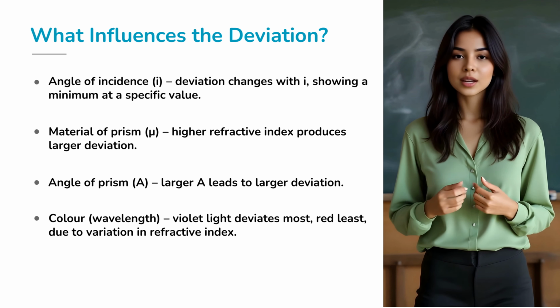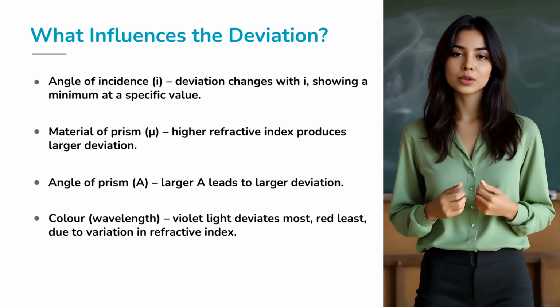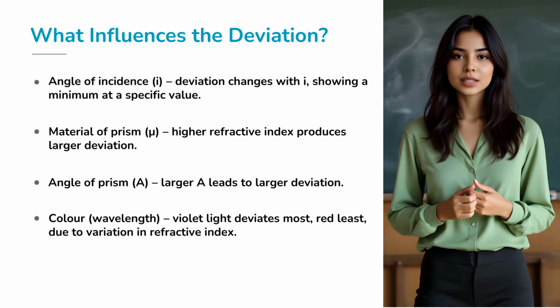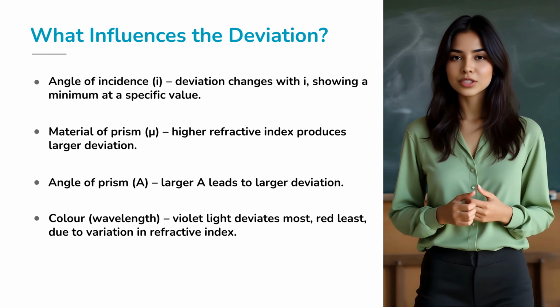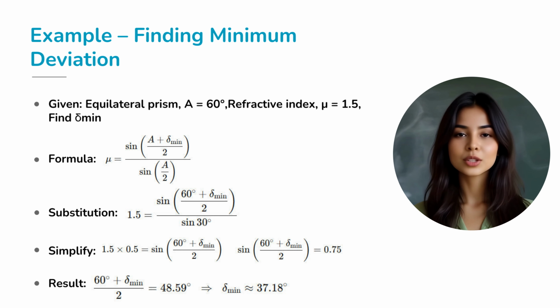And fourth is the color or wavelength of light. Violet light deviates the most, red light the least, because refractive index varies with wavelength. This is why prisms can split white light into its spectrum. Let's solidify this with an example.